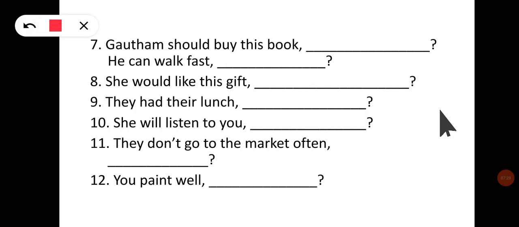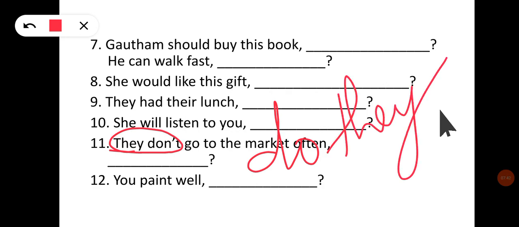They don't go to the market often. So the statement is already negative. Don't is given. So if you change that in the question tag into positive, do will be given instead of don't, and they can be used as it is. Do they is the question tag.